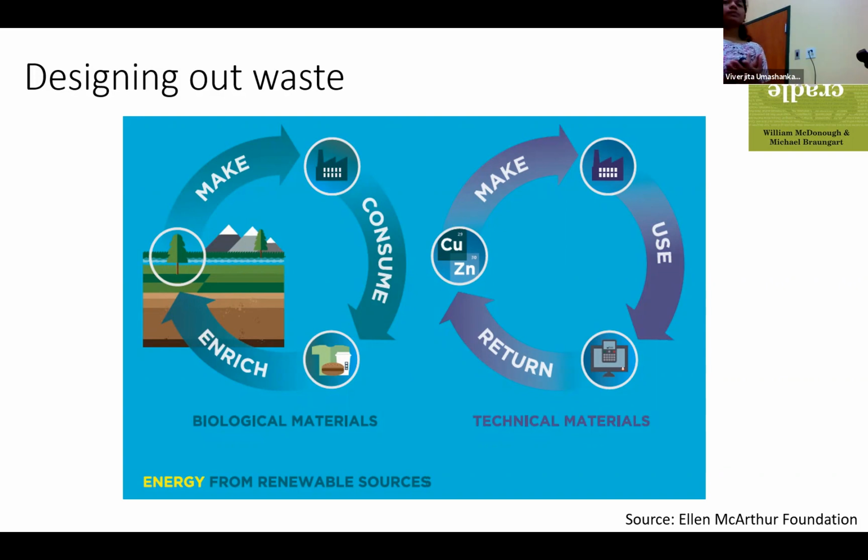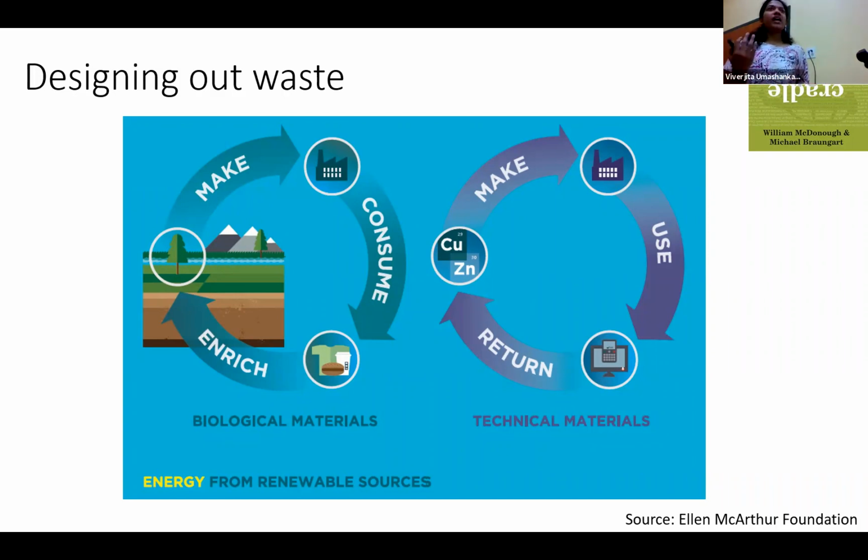One is the biological materials. Biological materials are all those that have a plant or a biological origin. So we can extract raw materials from them, from the biosphere, make it into products that we consume. And then at the end of its useful life, those products made of biological materials can go back into enriching the biosphere, thereby closing the cycle.